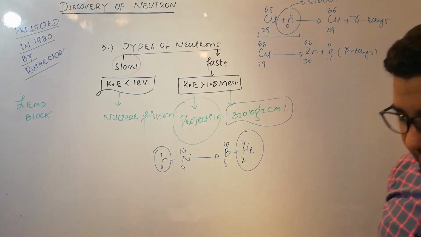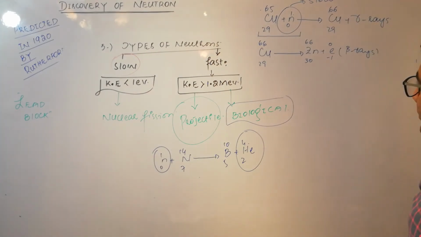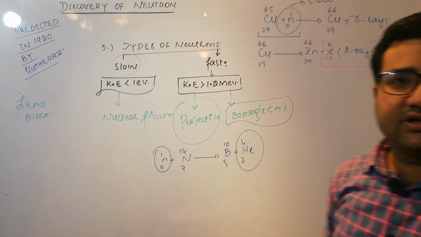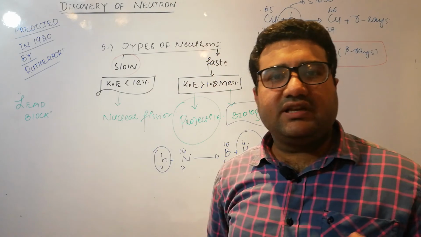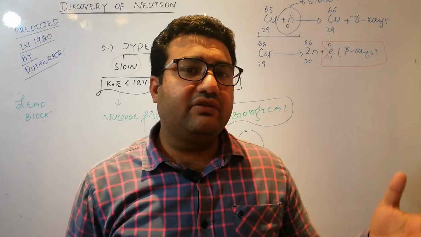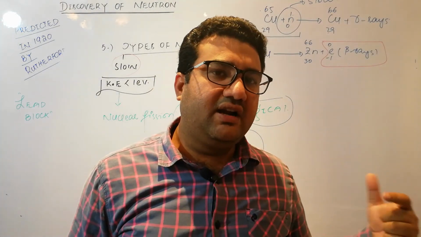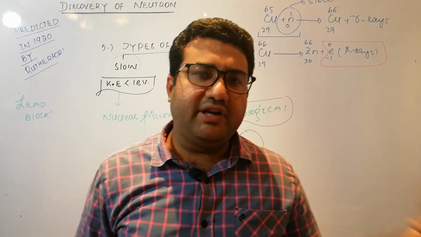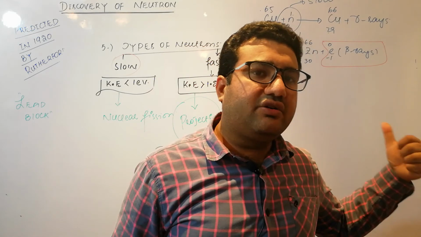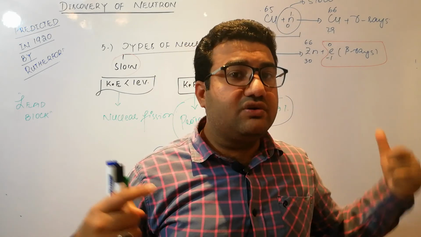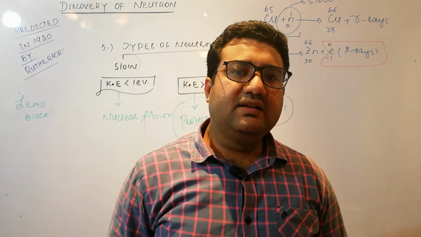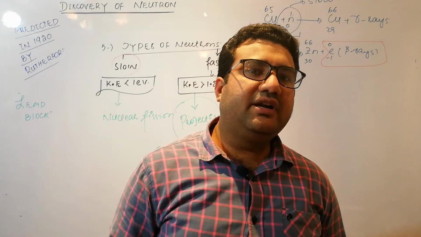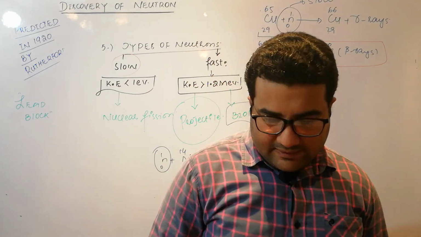Now, these beta rays, these electrons, are not those electrons which are present in the shells of the copper. These electrons are produced by the decay of the neutron. As I have already mentioned, free neutrons undergo beta decay. So these beta radiations are not the electrons present in the shells of the copper, but are produced due to the decay of the free neutron.